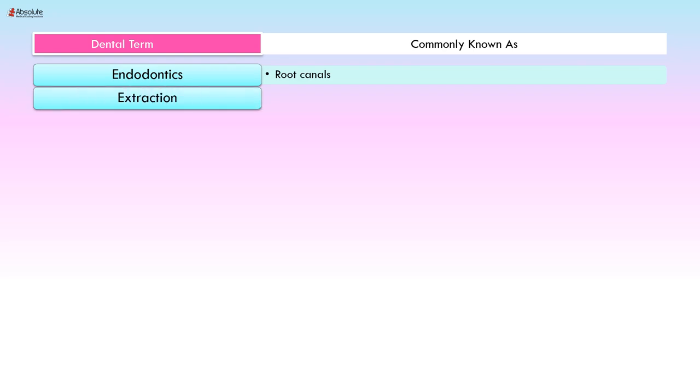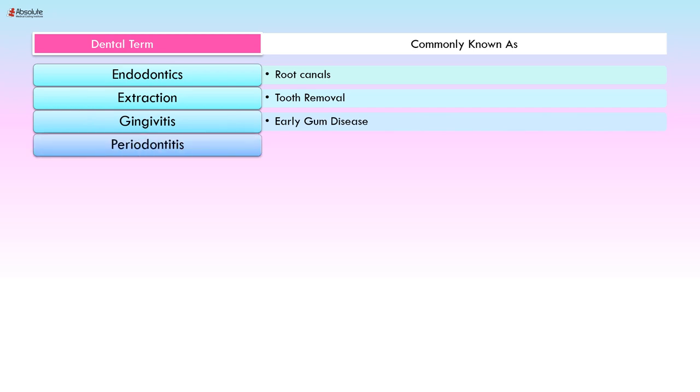So I have endodontics. Do you know what that term is commonly known as? Yes, indeed. That pertains to root canals. Great job. How about extraction? Okay, I know this one. This one is easy. That's tooth removal. Yes. What about gingivitis? That's early gum disease. Great job if you got that right. How about periodontitis? Periodontitis is advanced gum disease.